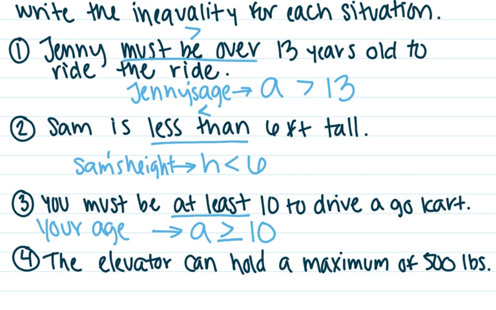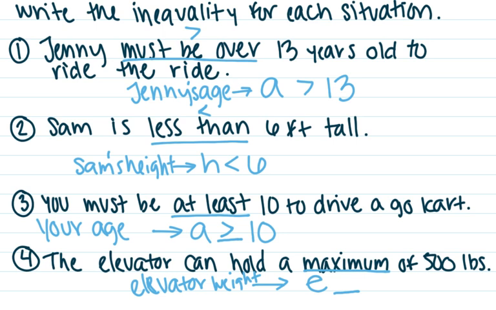Number 4, the elevator can hold a maximum of 500 pounds. So again, we're talking about the elevator here. I'm just going to use E to represent our elevator weight. This is our elevator weight. Make sure I can spell here. Weight. And the word to zoom in on here is maximum. So a maximum of 500 pounds. Can I have 500 pounds in the elevator? Yes, I can have 500 pounds in the elevator. So this is going to be an equal to symbol. Now we have to figure out, is it less than or equal to or greater than or equal to?